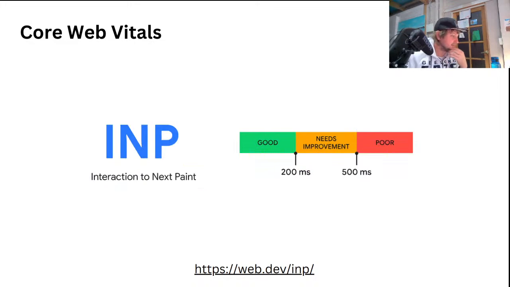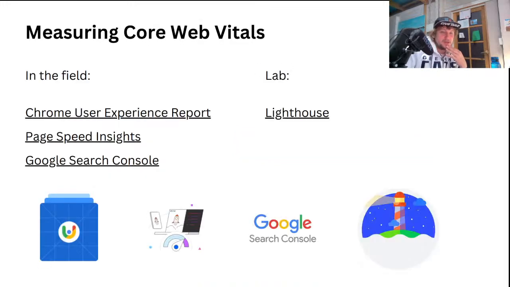So yeah, as I said, interaction to next paint is the new metric. I don't think it's yet part of the core web vitals, but it will be. The idea is that it will slowly replace the first input delay. So how do we measure those core web vitals?